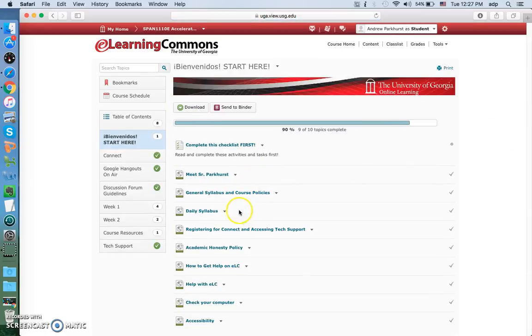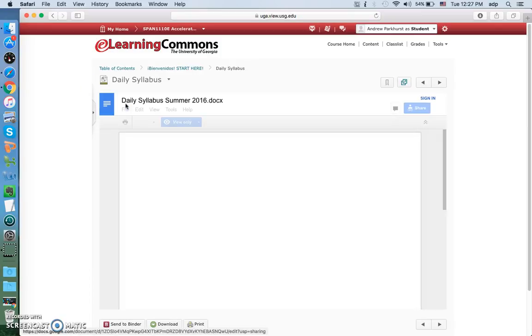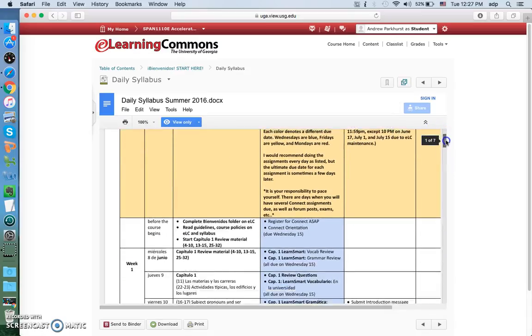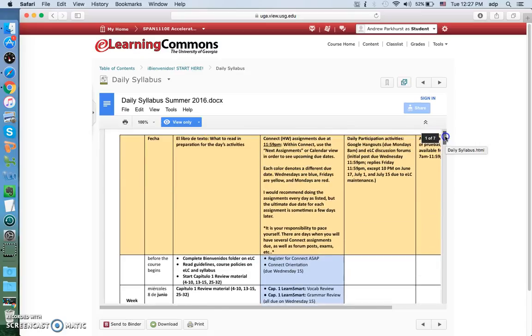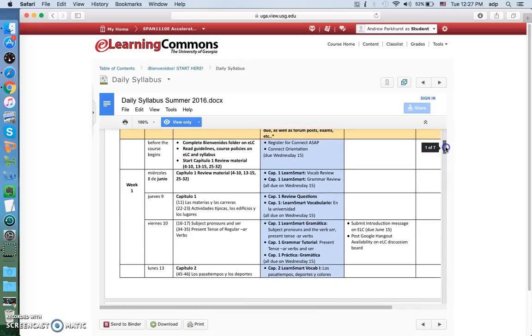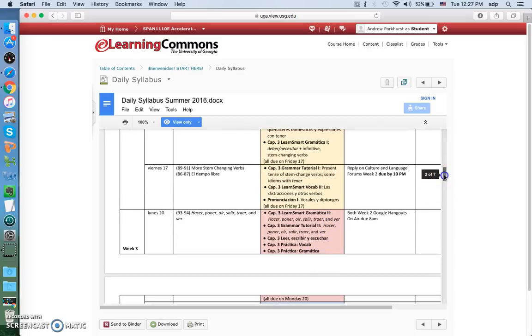The next thing that we have is the daily syllabus, and this is going to be probably the most important document that you consult. It shows you what to read in the book each day, and it shows you what homework to do in Connect. Okay? Instead of having your homework due every single day, which has happened in some online classes, I've decided to make it due only on Mondays, Wednesdays, and Fridays. So everything in this column in blue is Wednesday. Everything in this column in yellow is due on Friday, and everything in the red is due on Mondays, okay?